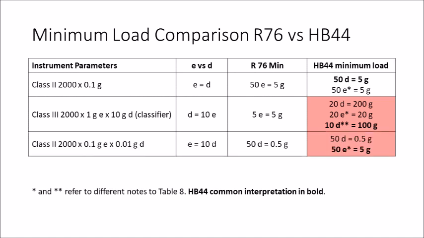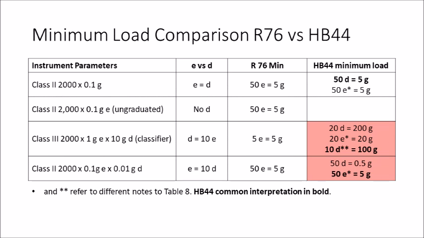The third example is Class 2, 2000 by 0.1 gram E or 0.01 gram D. So this is the high resolution, E equals 10D. R76 would say you switch to D for this instrument, so it's 0.5 gram minimum load. But in Handbook 44, our typical interpretation would be you switch to E, so it would be 50E or 5 gram. But there is a fourth case.